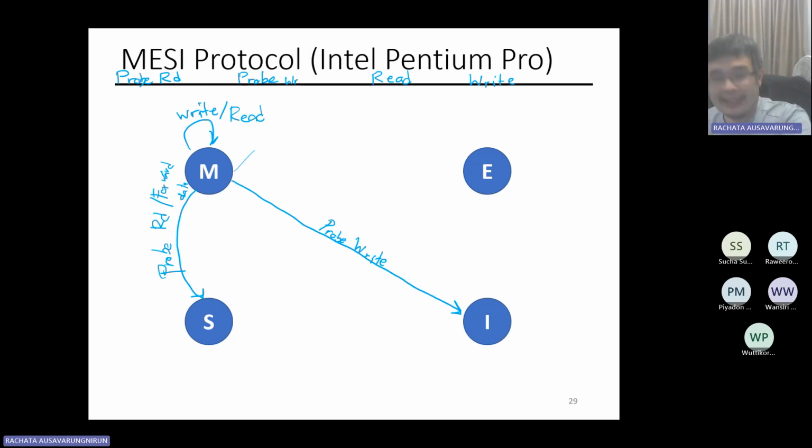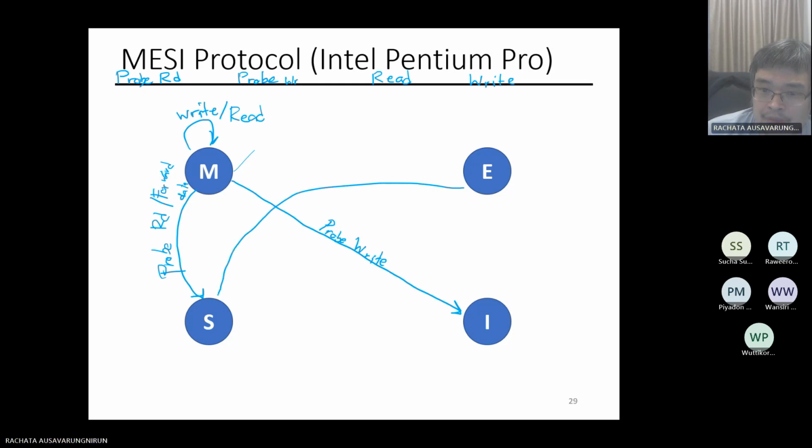All right. If you are in the exclusive state and you probe read, someone else is reading, it means that you originally have the only copy of the data and someone else is reading. I'll go from exclusive to shared. And the L2 has the updated data already, so you do not have to forward it. It's going to be a hit in the L2 cache. If you probe write, someone else is writing, originally you have the only copy of the data, but someone else says I want to write to that address, your data becomes invalid. Okay.